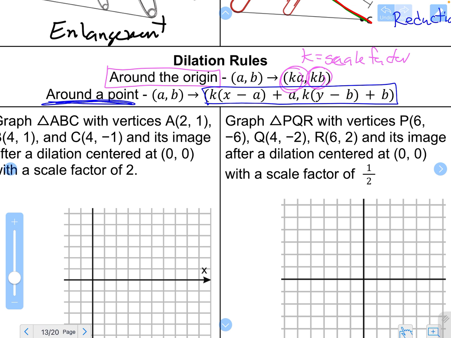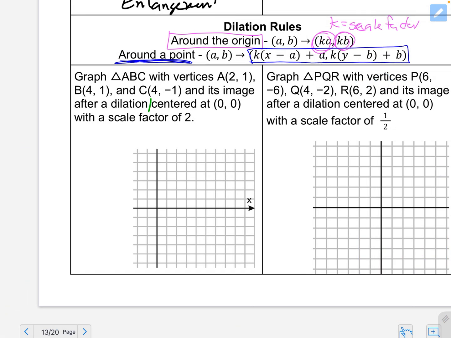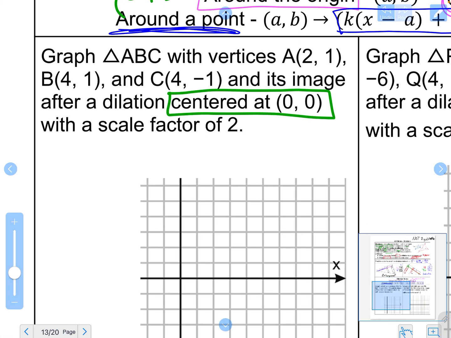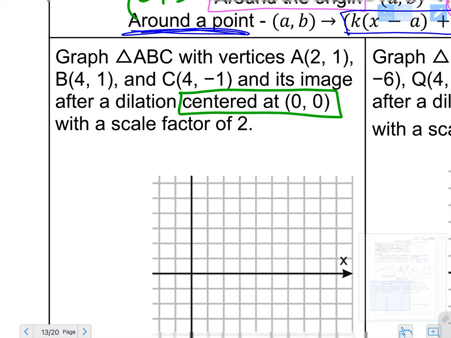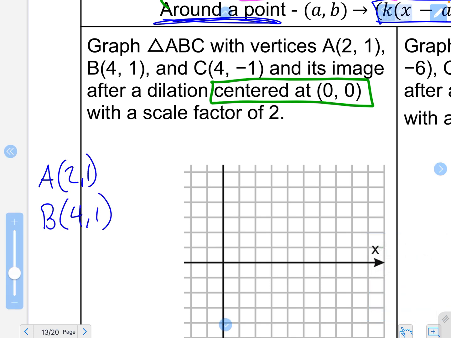Now let's do some simple examples where our center is at 0. It's always going to tell us where they're centered. The origin is 0, 0, and if the origin is 0, 0, things are super simple. So we have A, which is 2, 1, B is 4, 1, and C is 4, -1. It tells us that our scale factor is 2, so K equals 2.